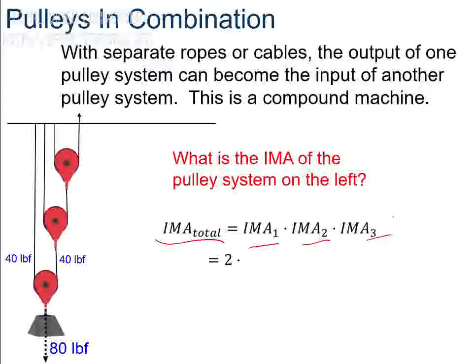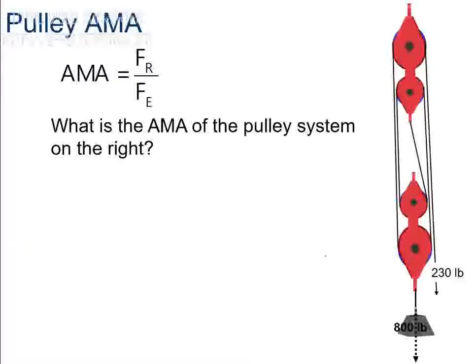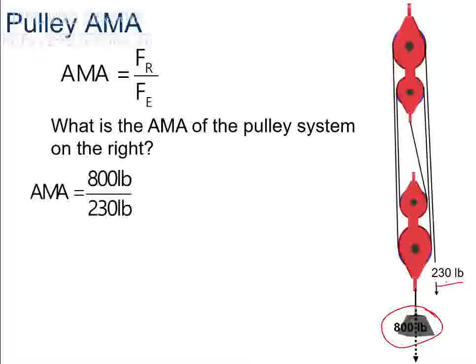For the first, it's 2. For the second also 2. For the third also 2. Finally, the mechanical advantage of this compound pulley is 8. The pulley's actual mechanical advantage is load over effort. The load is at this point, and the effort which is applied is this much. Therefore, 800 divided by 230 is used, and finally you get 3.48 as the actual mechanical advantage.